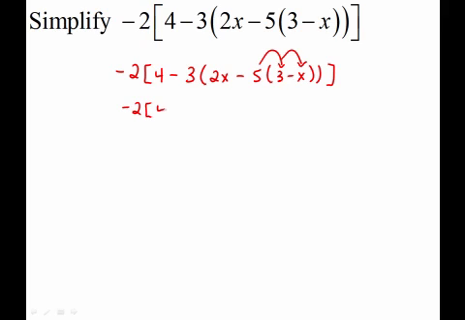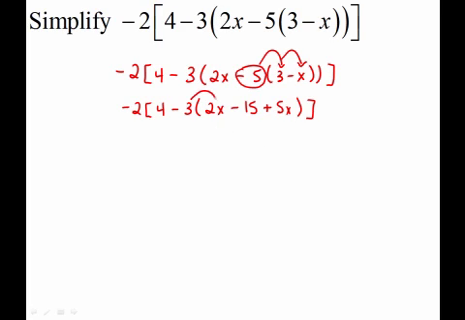So negative 2 times 4 minus 3 times 2x. Now, don't forget to distribute the negative sign if it's there along with the number. So minus 15, so then plus 5x, because you've got a negative times a negative, so that makes a positive. We don't need the extra set of parentheses now, and so keep going.